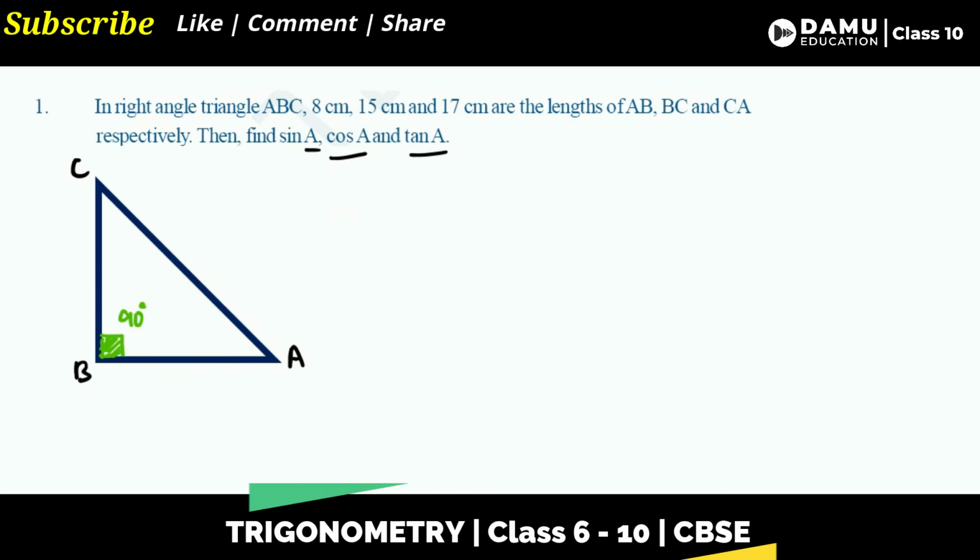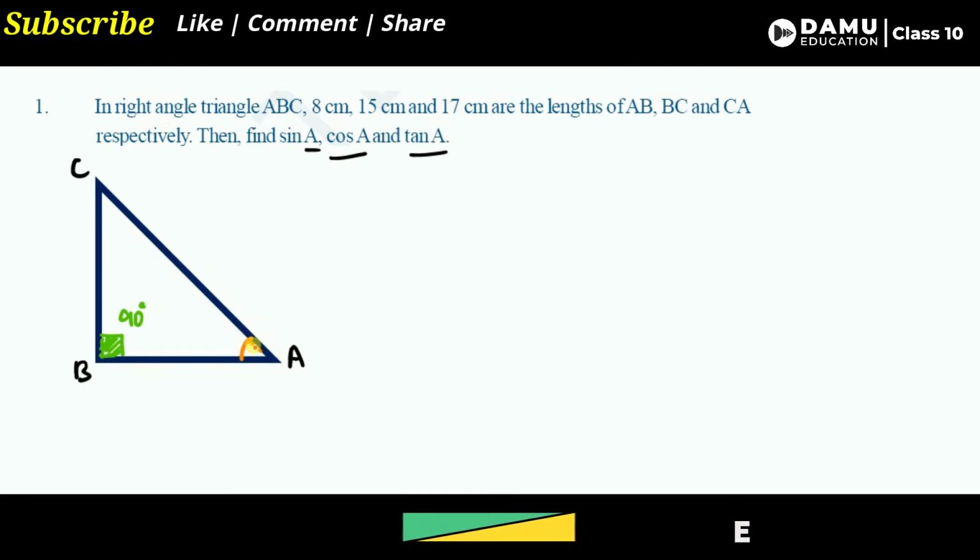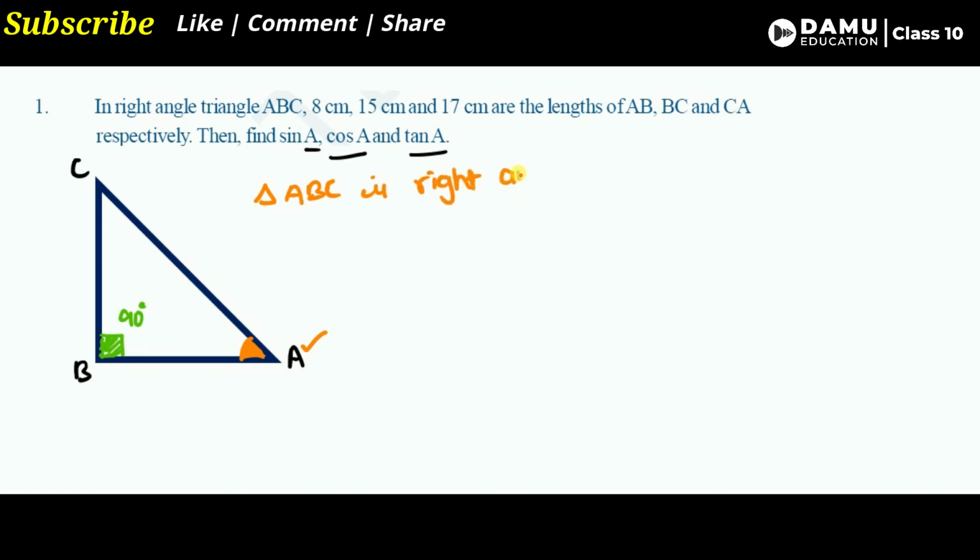But what they are asking here is to find sine A, cosine A and tangent A. So what is the angle they are asking? The angle is A. So from A they are asking what is the sine A. So this is the reference angle. From this A we need to find the sine A and all the given data. First, triangle ABC is a right angle triangle. In trigonometry, all the triangles will be right angled only.